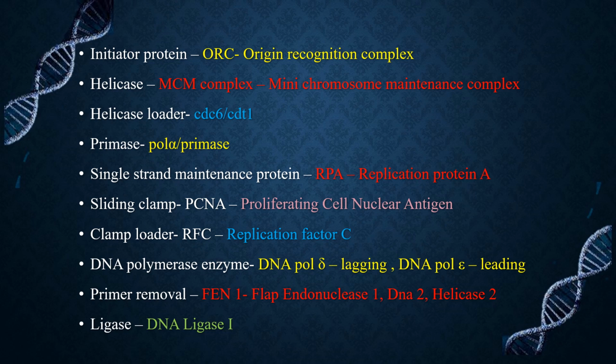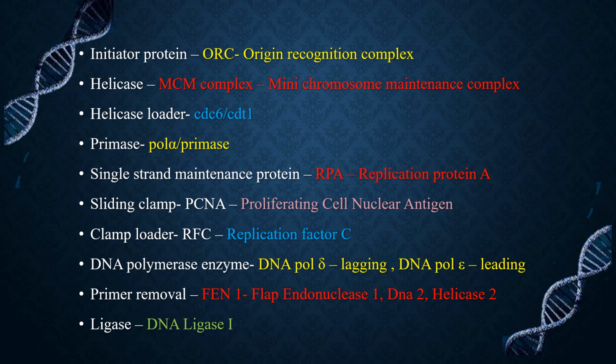the initiator protein, ORC, that is origin recognition complex. Then the helicase is the MCM complex, that is mini chromosome maintenance complex. Then the helicase loader is CDC6-CDT1. Primase is Pol alpha. Then the single strand binding protein is RPA, that is replication protein A. The sliding clamp is PCNA, that is proliferating cell nuclear antigen. Then the clamp loader is RFC, that is replication factor C.